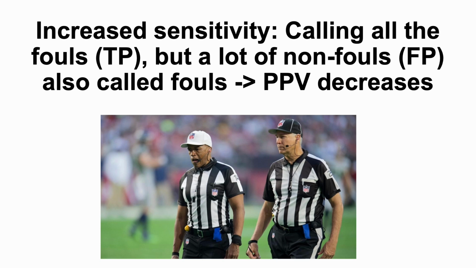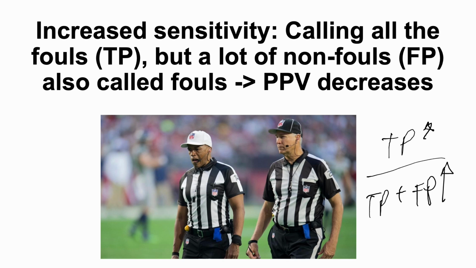So again, positive predictive value is true positives over our true positives plus false positives. Our true positives will be good. We're probably going to get almost all the fouls that happen during the game. We're probably going to get all the true positives, but our false positives are going to go way up because things that would have otherwise been called a true negative are now being called a false positive. So that's what happens when you increase sensitivity.